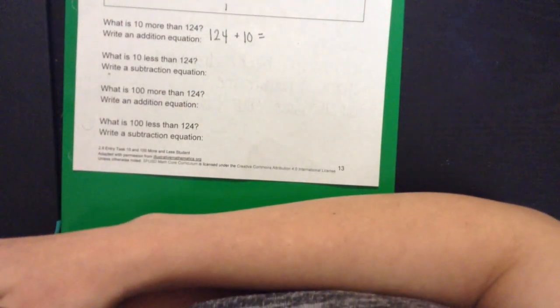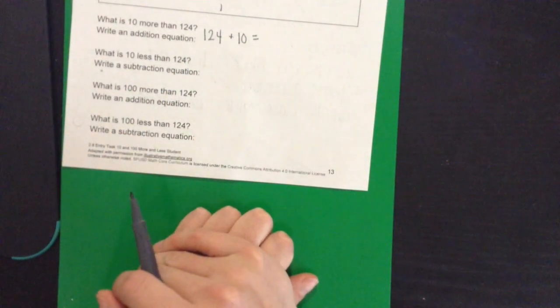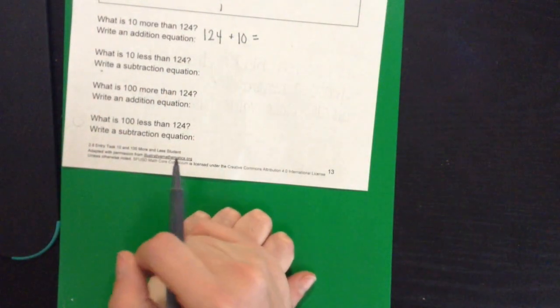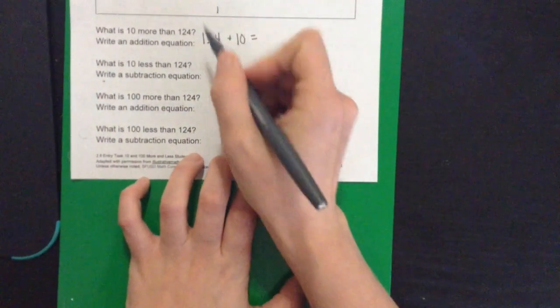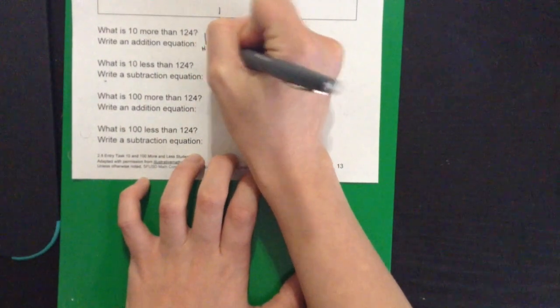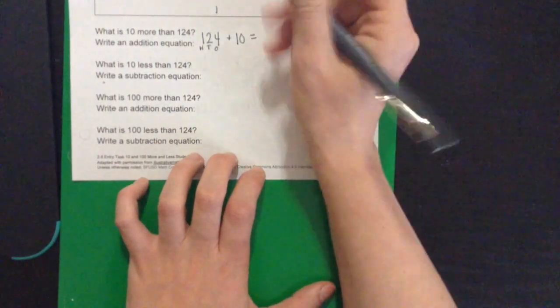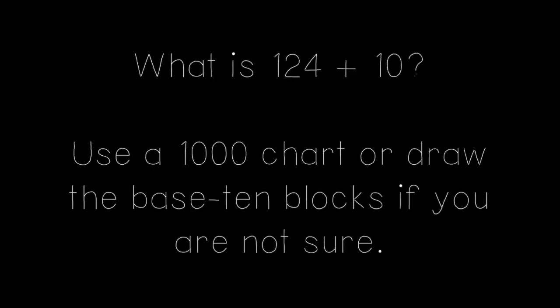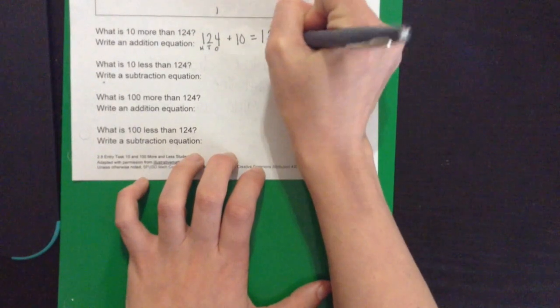So for these ones, it's important that you write the equation and you tell me what 10 more than 124 is. So this one, remember 10, so we're looking at the tens place value. We've got the hundreds, the tens, and the ones. If we were adding 10 more to 124, what would we get? 134.